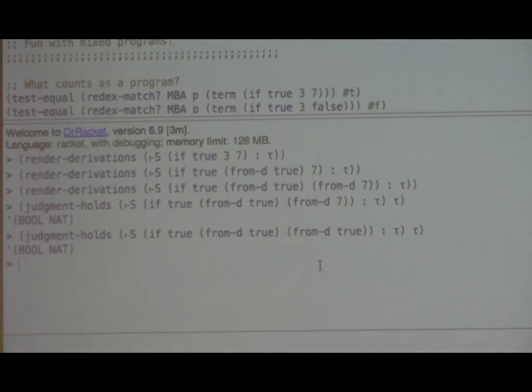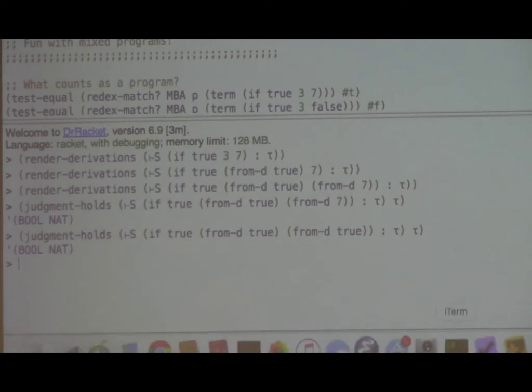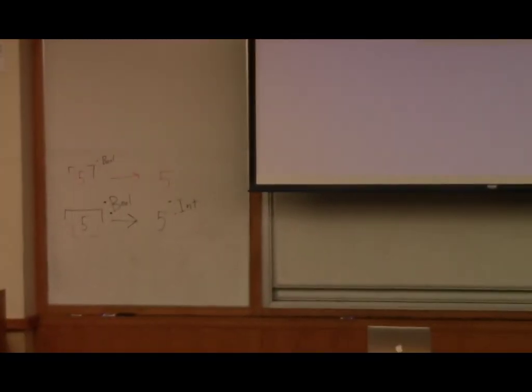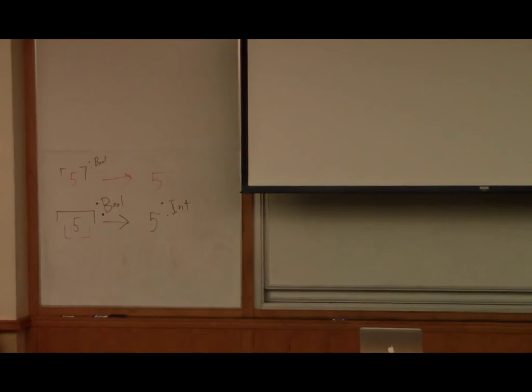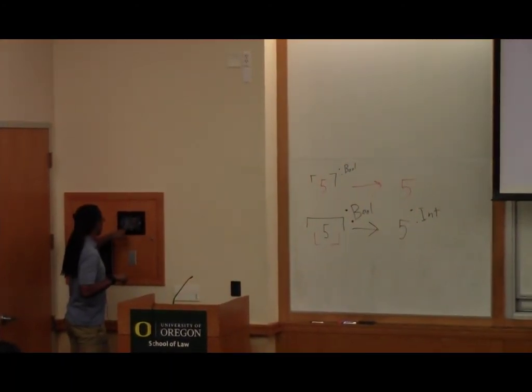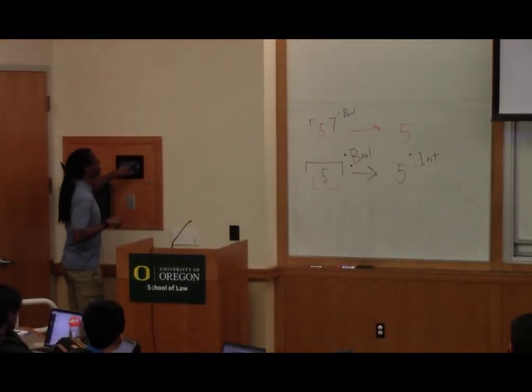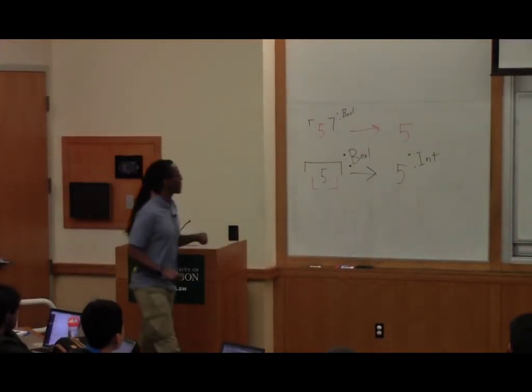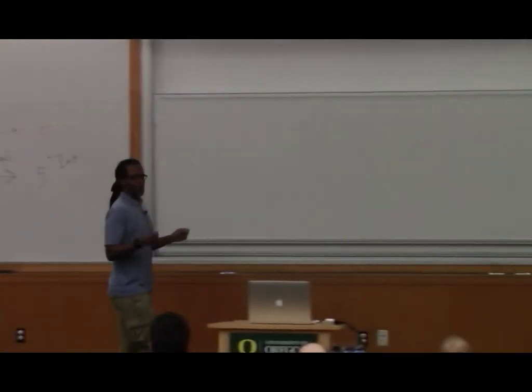Okay, so what I'm going to do is switch to the board for the remainder and then talk a little bit about thinking about gradual typing in this context. And then I'll start bringing out this idea of what's going on with types. Okay. Are there other questions before I go on?